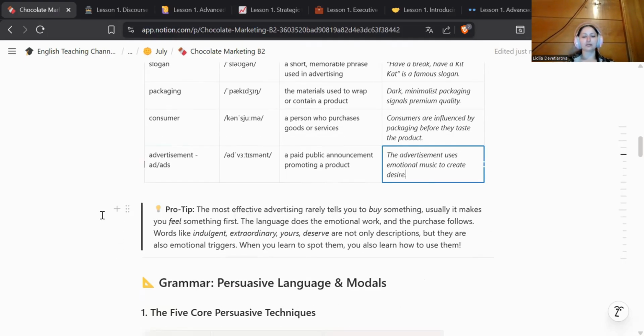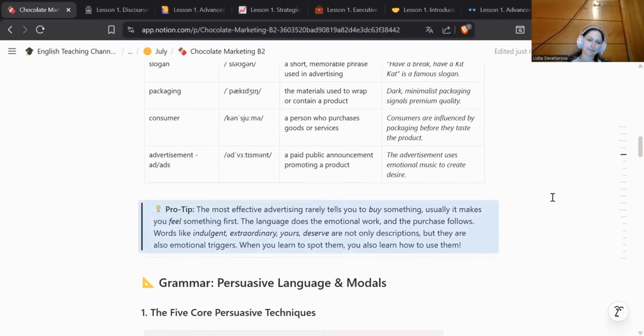And let's go on to the pro tip that I have for you. The most effective advertising rarely tells you to buy something. Usually it makes you feel something first, yeah? The language does the emotional work and the purchase follows. Some words like indulgent, extraordinary, yours, deserve are not only descriptors, right? They are also emotional triggers, which is important, yeah?